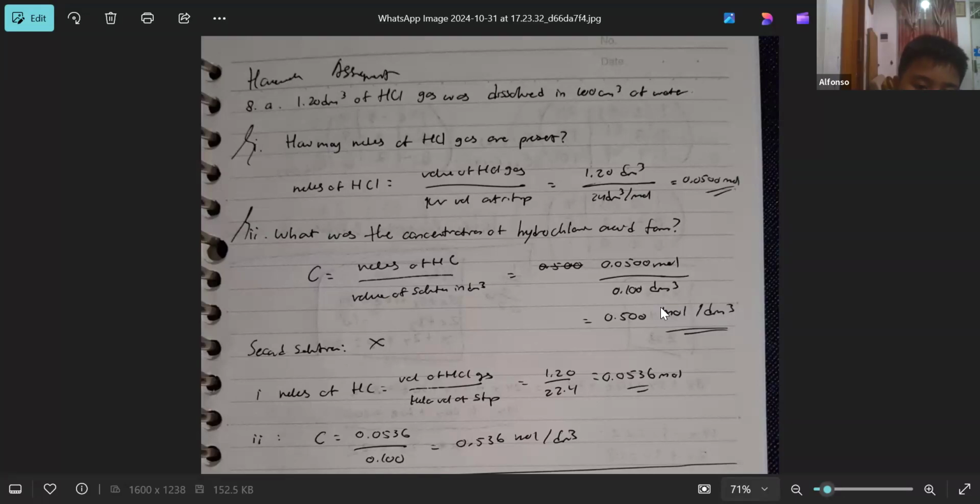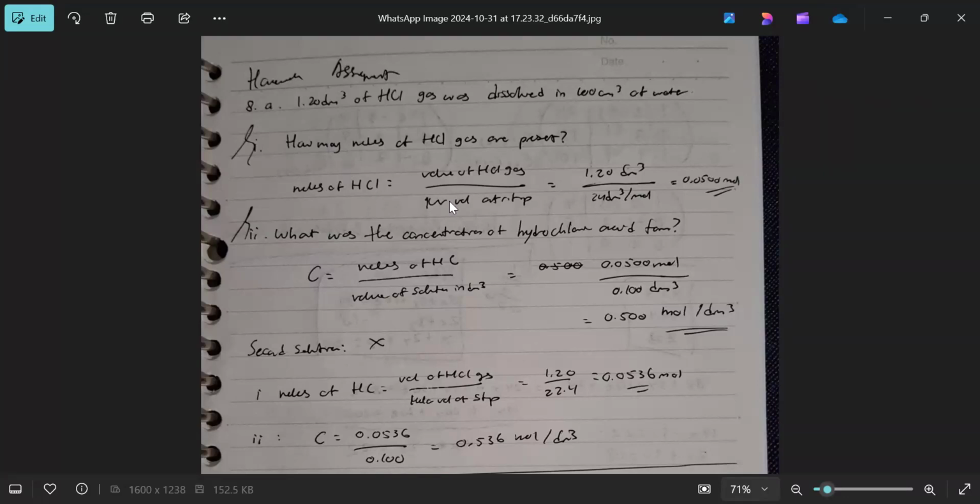How do we find the moles? Oh, I'm sorry. How do you find the moles? Is that your question? Yes. Okay, so how do you find the moles here?